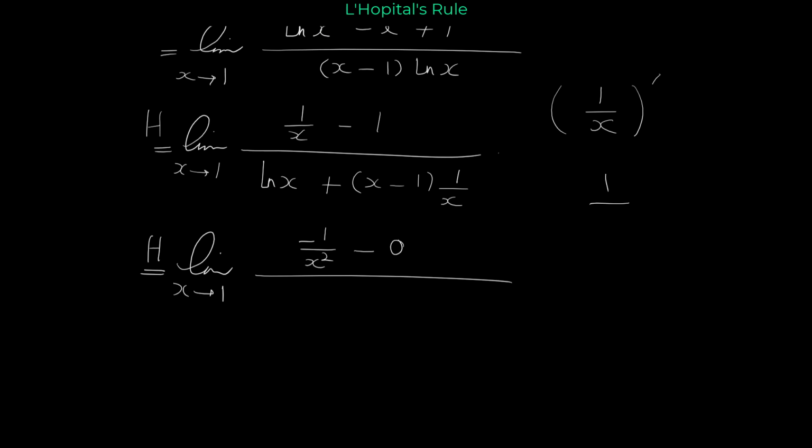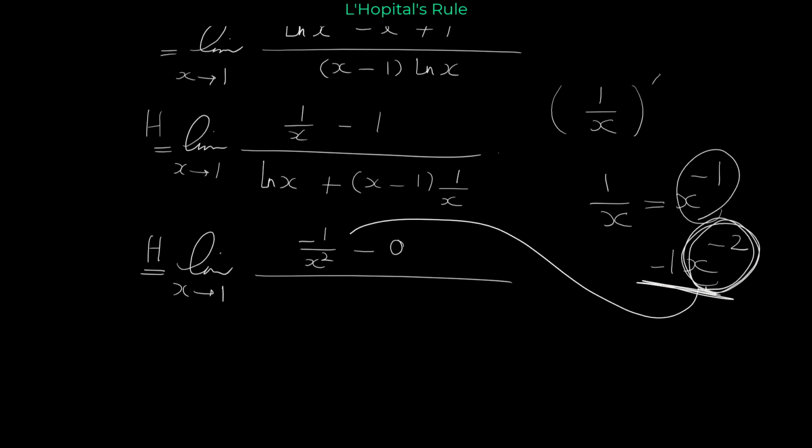One way is to write 1 over x in the form of x to the negative 1 and use the power rule. Then derivative of this would be negative 1 times x to the negative 2. And if you rewrite x to the negative 2 in the fraction form, negative 1 times x to the negative 2 is basically negative 1 over x to the 2.